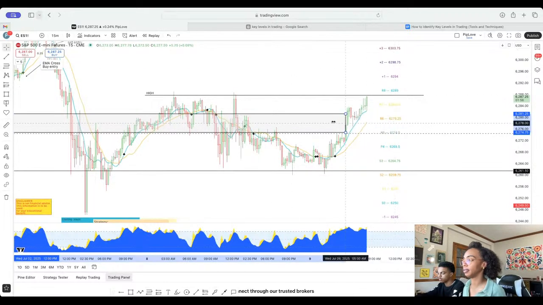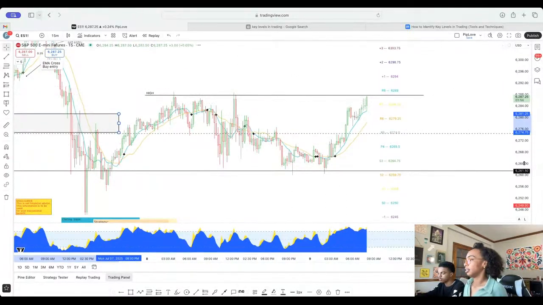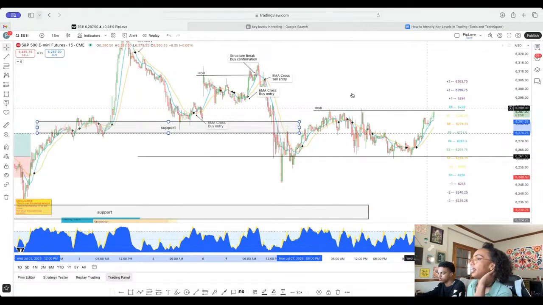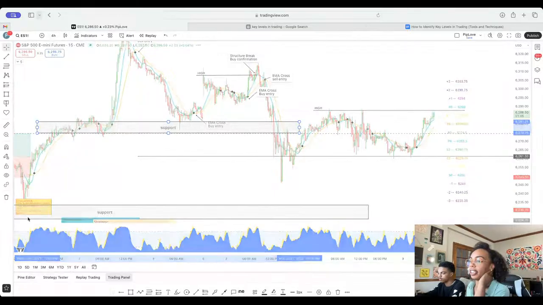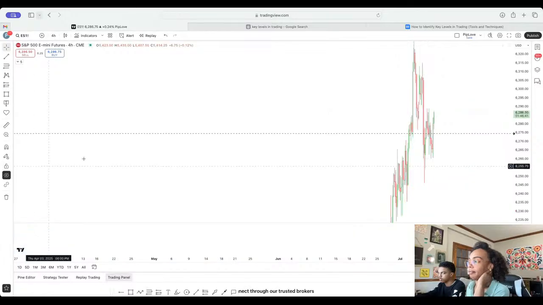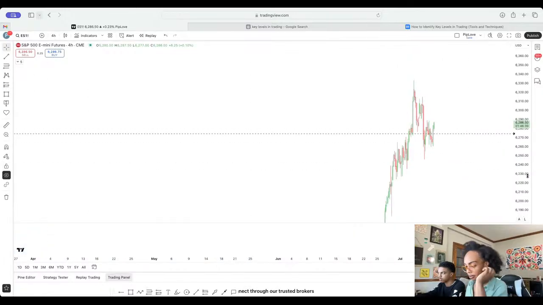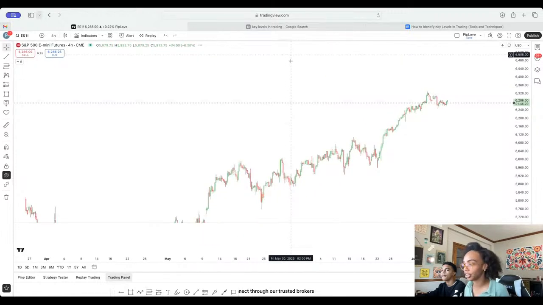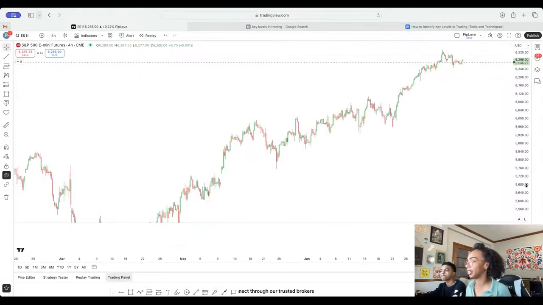Okay, so let's take a look. Let's go ahead and look at a naked chart really quickly here. You guys did really good with naked charts last week. So again, this is the Micro E-mini S&P 500. So ES, MES futures, or however you want to call it.